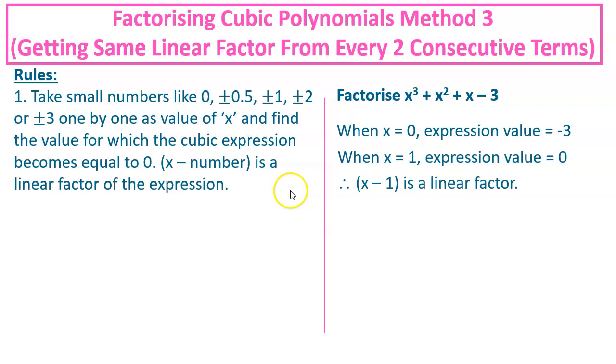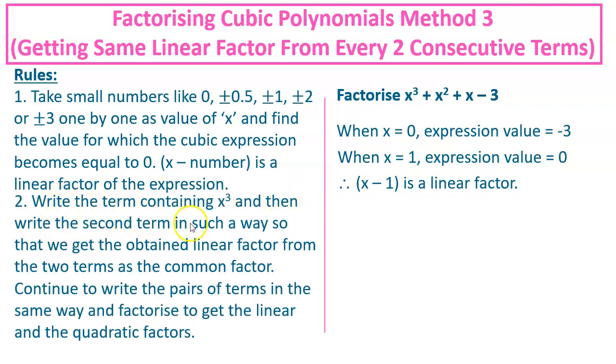Now coming to rule number 2. Write the term containing x to the power of 3 and then write the second term in such a way that we get the obtained linear factor from the two terms as the common factor. The linear factor is this one. Continue to write the pairs of terms in the same way and factorize to get the linear and the quadratic factors. So first of all, we will be writing the x cubed term as it is.